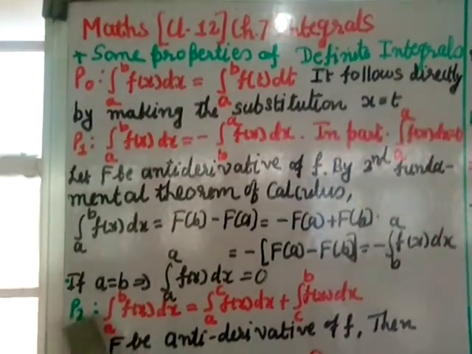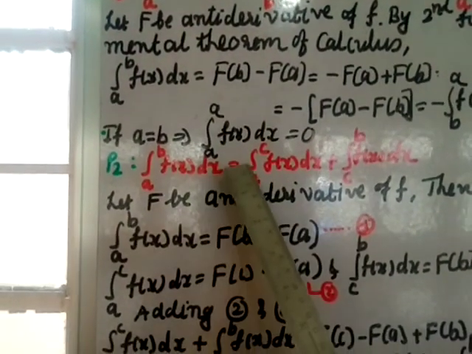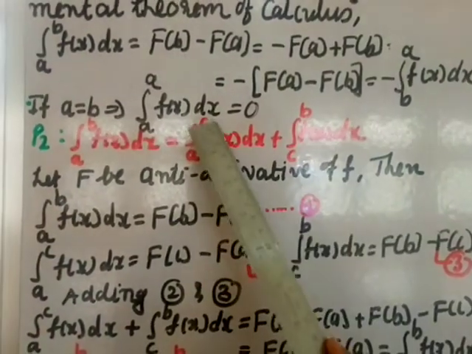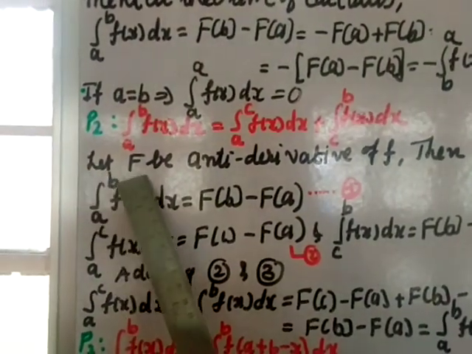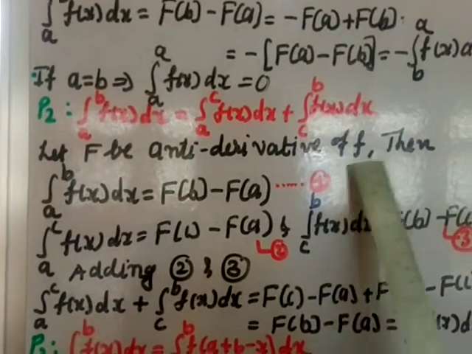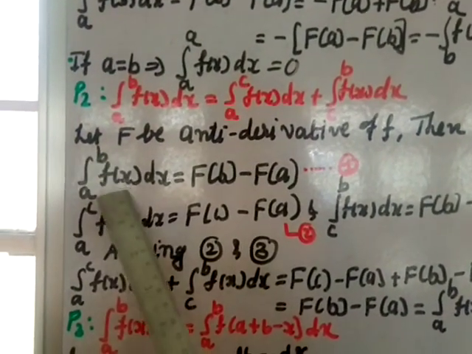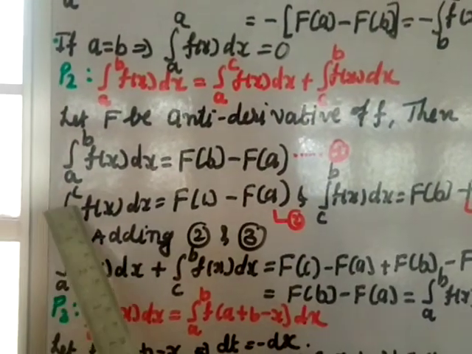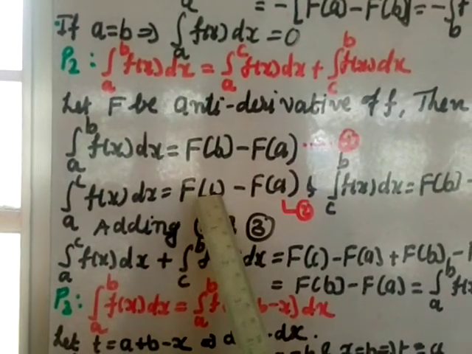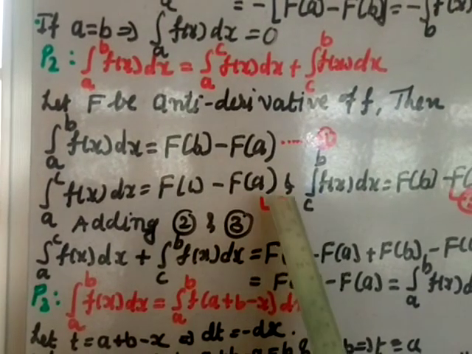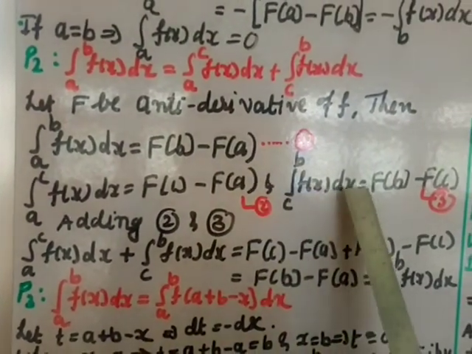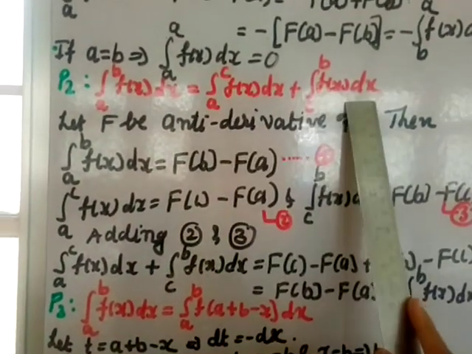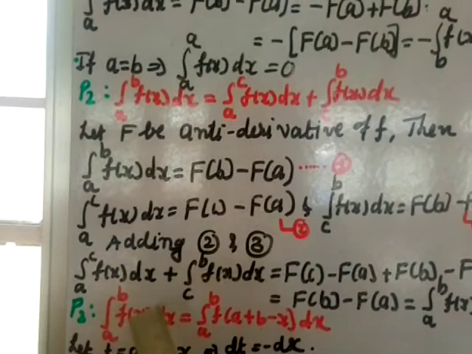Property P2: integral a to b f(x) dx is equal to integral a to c f(x) dx plus integral c to b f(x) dx, where c is between a and b. Let capital F be the antiderivative of small f. Then integral a to b f(x) dx is equal to F(b) minus F(a), equation number 1. Integral a to c f(x) dx is equal to F(c) minus F(a), equation number 2. And integral c to b f(x) dx is equal to F(b) minus F(c), equation number 3. For all these three, we apply the second fundamental theorem of calculus.